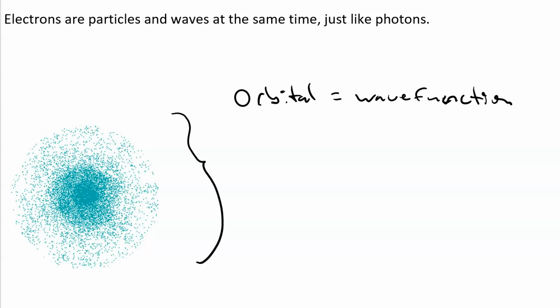This picture, imagine if you had a camera that could take a picture of an electron's position, and it snapped a picture every few microseconds. After it snapped several thousand pictures and superimposed them, you would see a dot for each time the electron's position was recorded. Here you see a spherical distribution of electron density. This is called an s orbital.